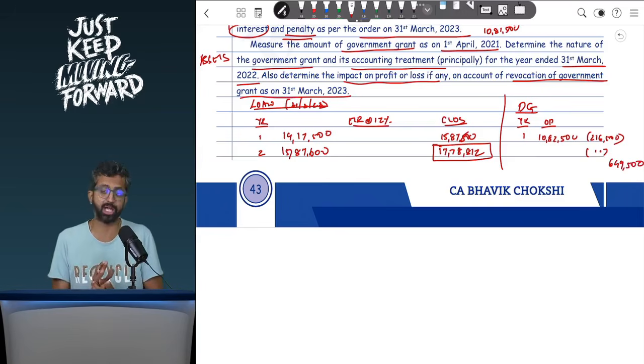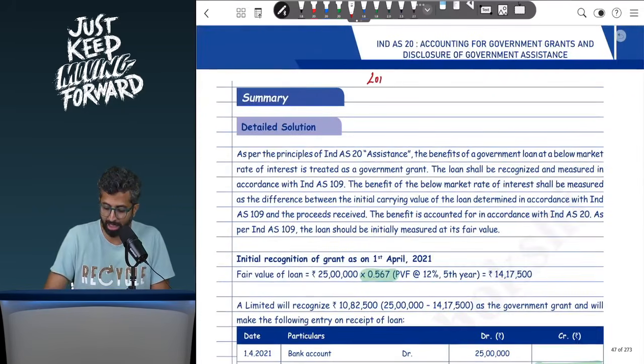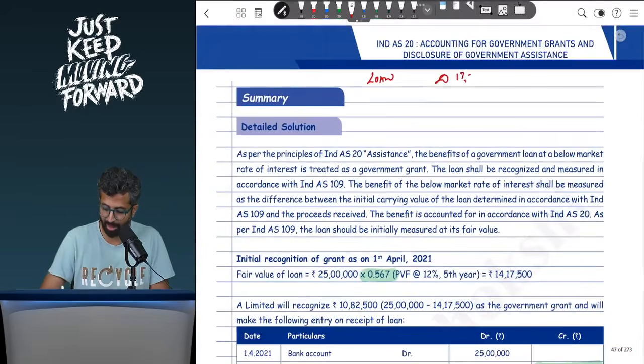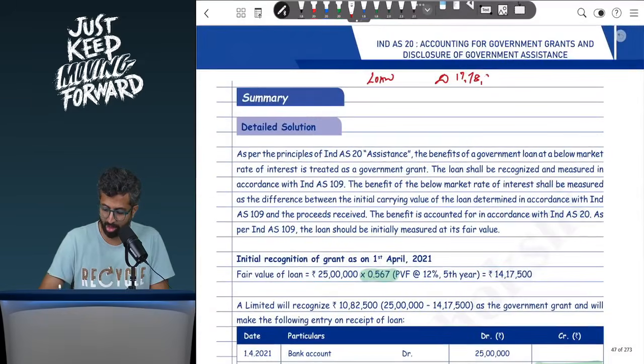So you debit 6,49,500, but at the same time remembering that when you repay the loan, the loan also is kind of settled. So over here your entry will be loan account debit. Let us say the loan will appear at 17,78,812.